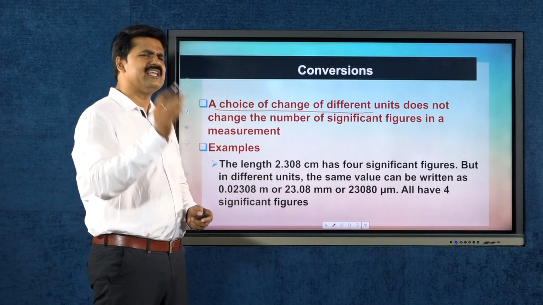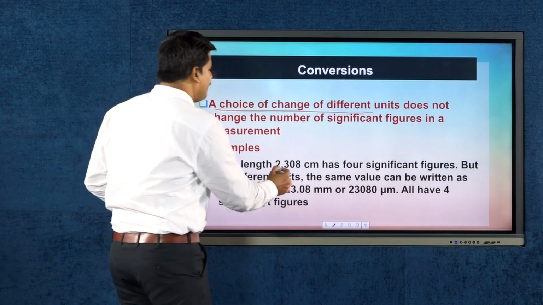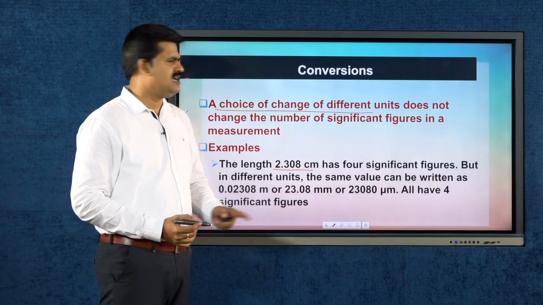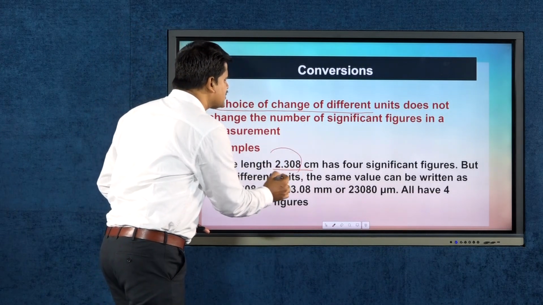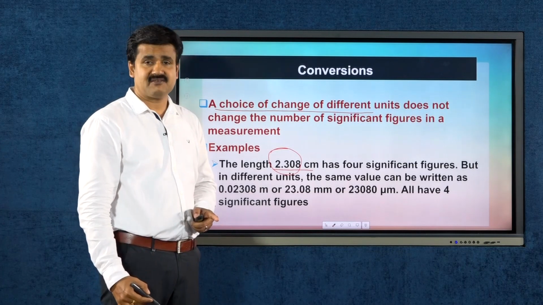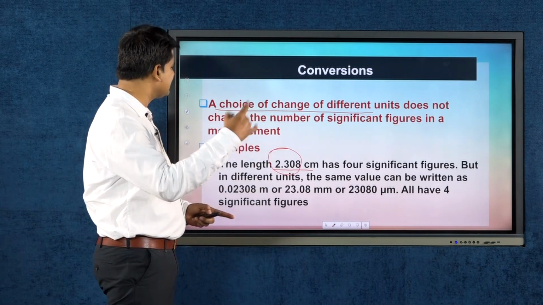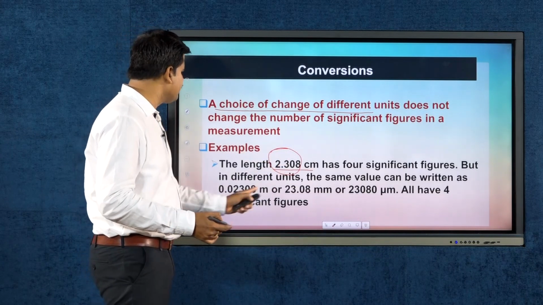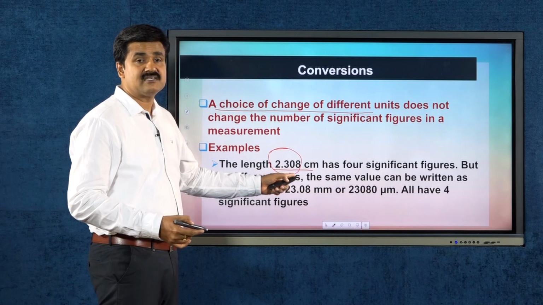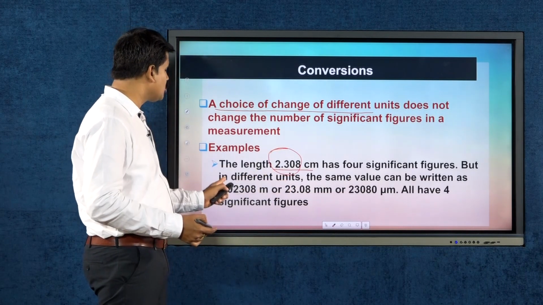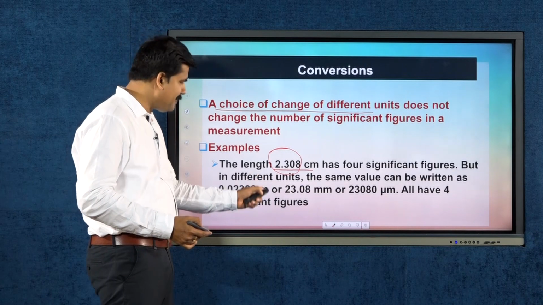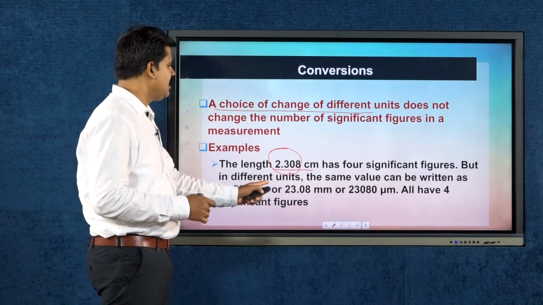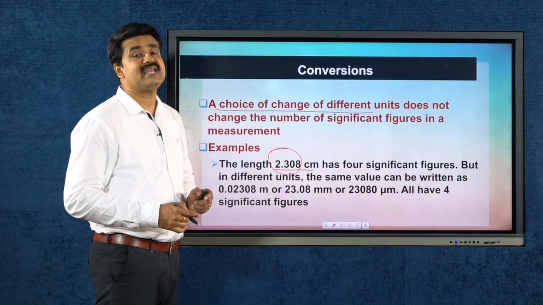For example, the length of a particular body is measured originally as 2.308 centimeter. Here you can see the presence of 4 significant figures. You can express it in some other units like meter, centimeter, millimeter, etc. When it is converted to meter, you have to divide it by 100. So it is converted to 0.02308 meter. You can convert it into millimeter. Then the result is 23.08 millimeter.